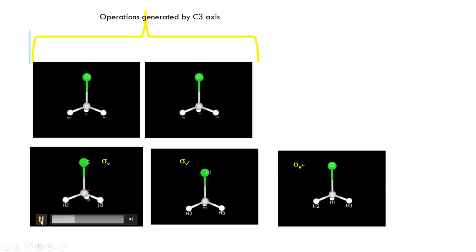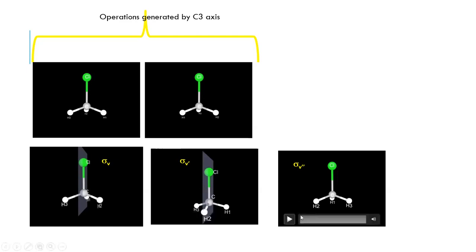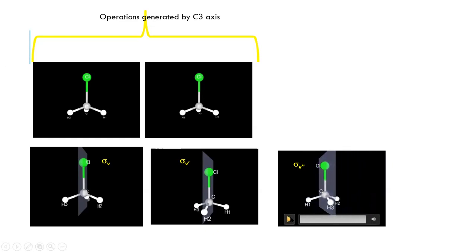Then you have a sigma V that is cutting the molecule into 2 equal halves, and so it's a vertical plane as it goes along the C3 axis. Once again, you have another plane that also cuts the molecule into 2 halves. This is again a vertical plane because this also goes along the C3 axis, and here you have another plane of the same sort. This molecule, I think you could have guessed, is exactly similar to the ammonia we saw shortly before. And once again, you could have guessed the point group of this molecule to be C3V.